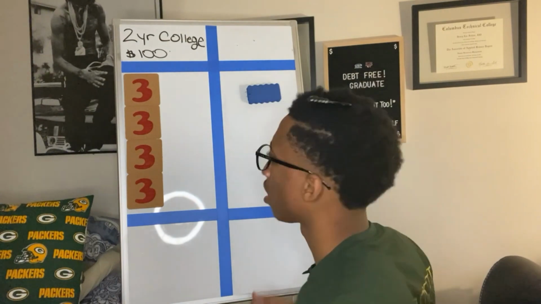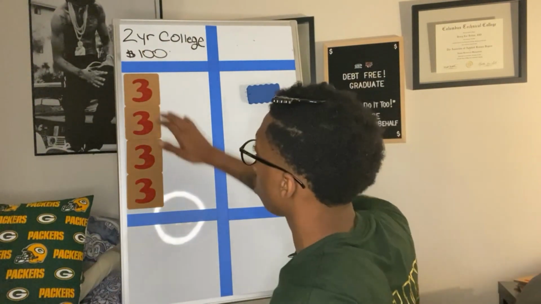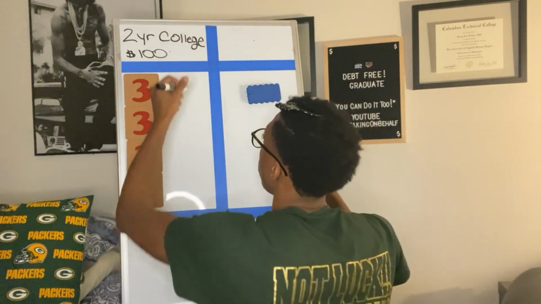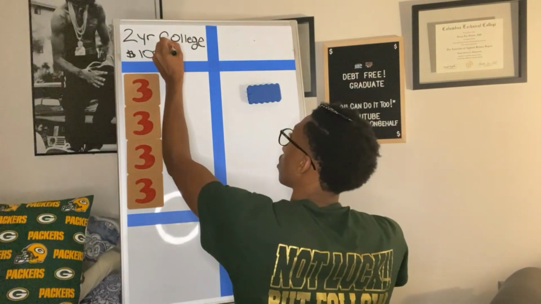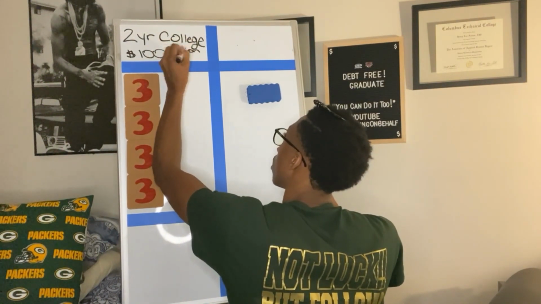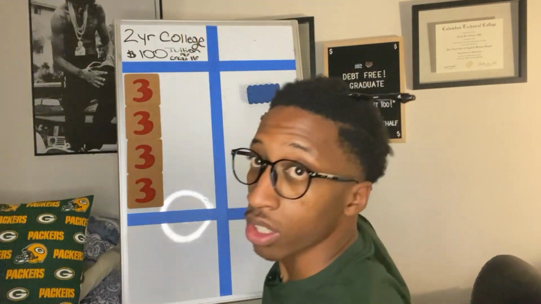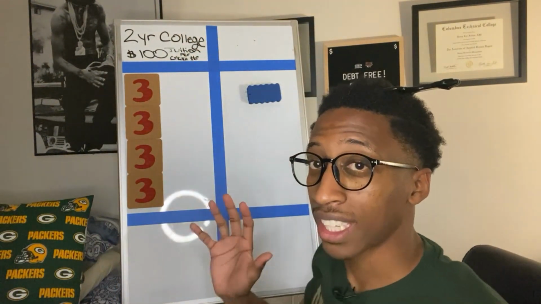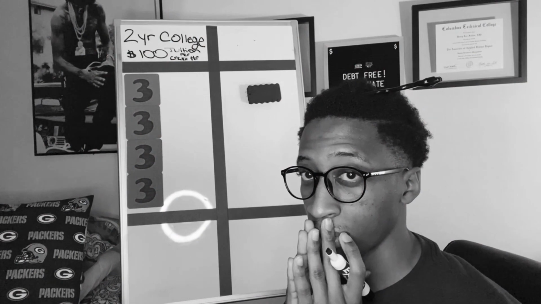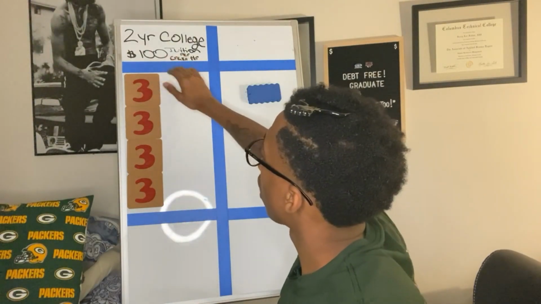So, I love this. $100. This is your tuition per credit hour. I'm going to try to write it, guys. I'm going to try to fit this in here. So that is your tuition per credit hour. Hopefully you can see that for me. If you can't see it, I'm so sorry. So this is your tuition per credit hour.